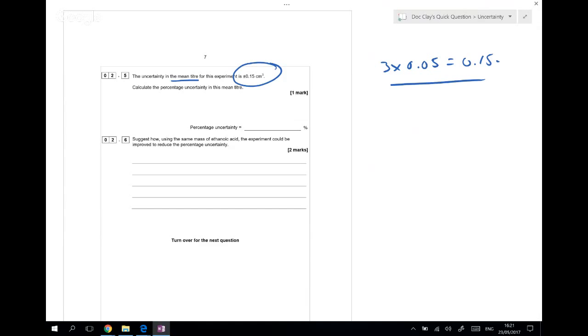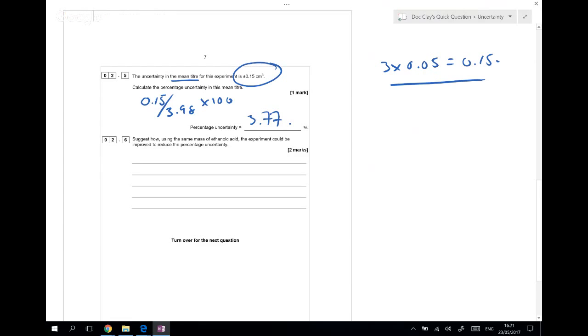So what we should have done is calculated our mean titer from the question earlier on, and hopefully if you'd done that, you should have had a value for the mean titer of around about 3.98. And so the error then simply becomes 0.15 divided by 3.98 times by 100. And this particular example gave us a value here of 3.77%.